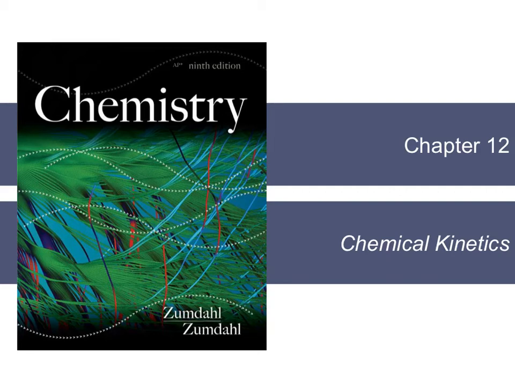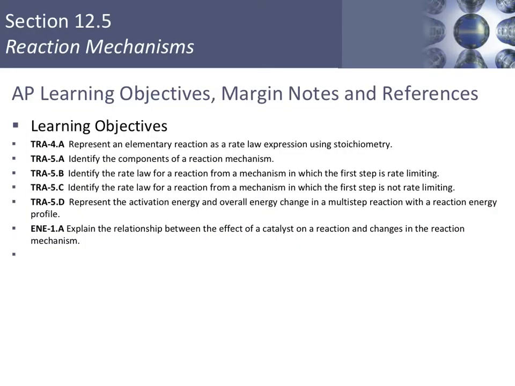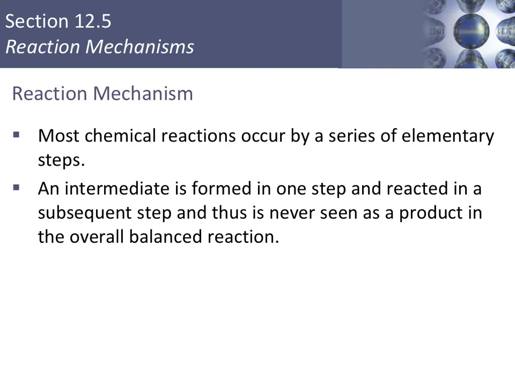In this lesson, we're going to discuss reaction mechanisms. So what is a reaction mechanism? It is a series of elementary steps that, when combined together, will describe a chemical reaction. Often in one elementary step, an intermediate will be formed, and then it will be reacted in a subsequent step so that it never appears in the overall reaction.